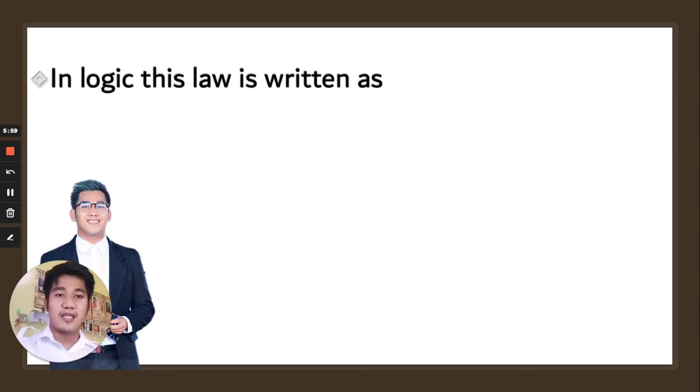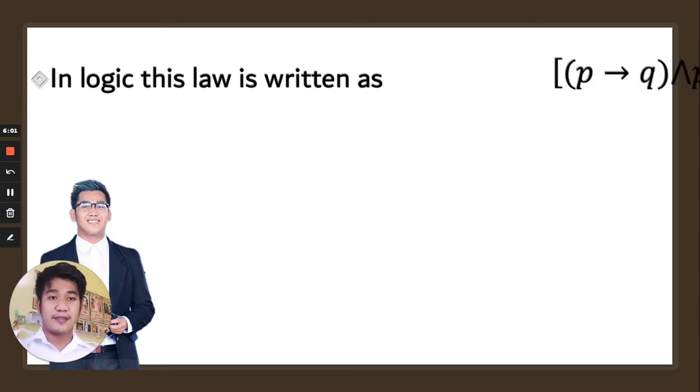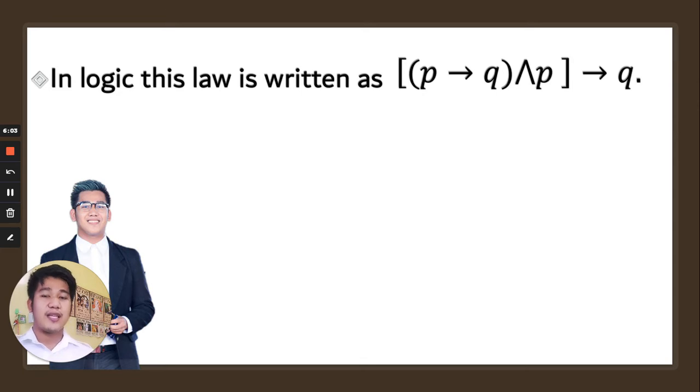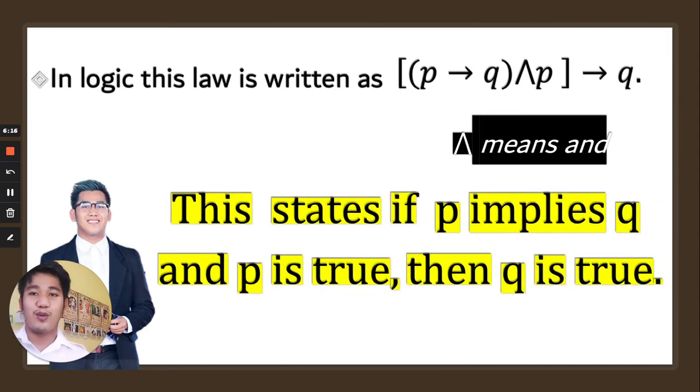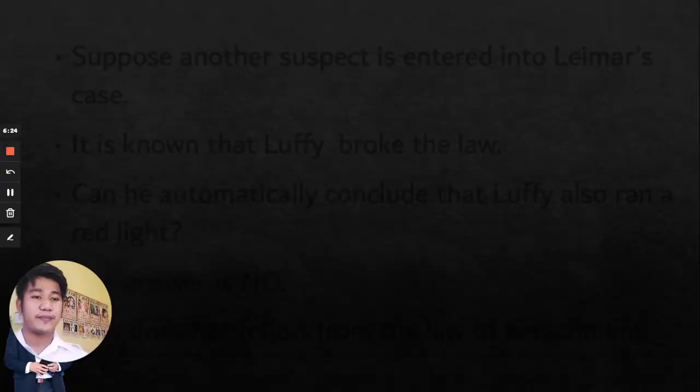In logic, this law is written as, here it is. And how are we going to read this? Okay, take note of the symbol. We have P implies Q and P is true, then Q is also true. Okay? Again, this states if P implies Q and P is true, then Q is true.